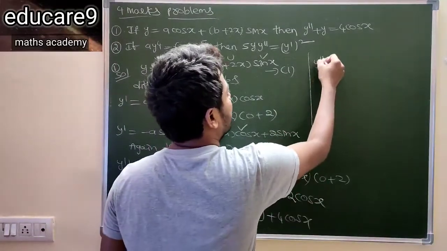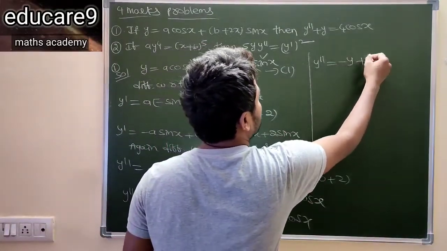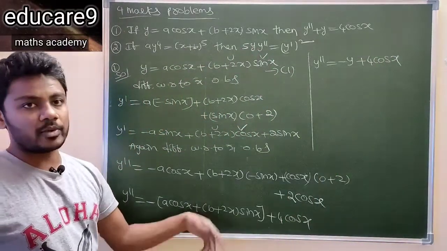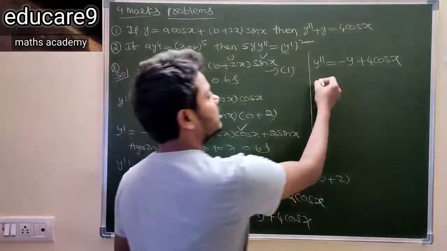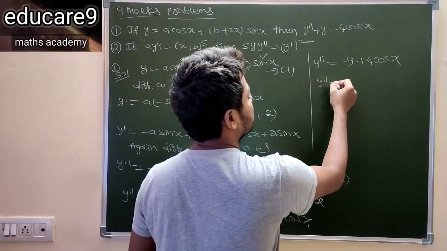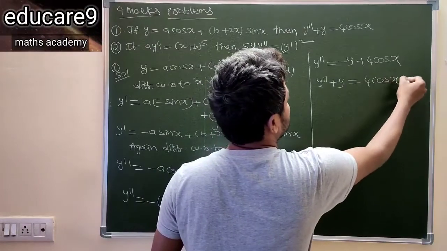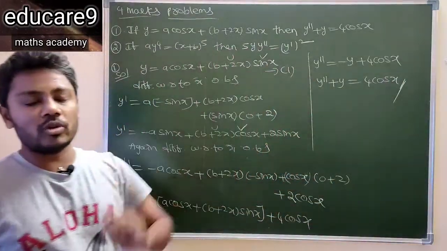Therefore y double dash is equal to minus y plus 4 cos x. This is y from equation 1. Now this is equal to y double dash plus y, which is equal to 4 cos x. So this is the required answer.